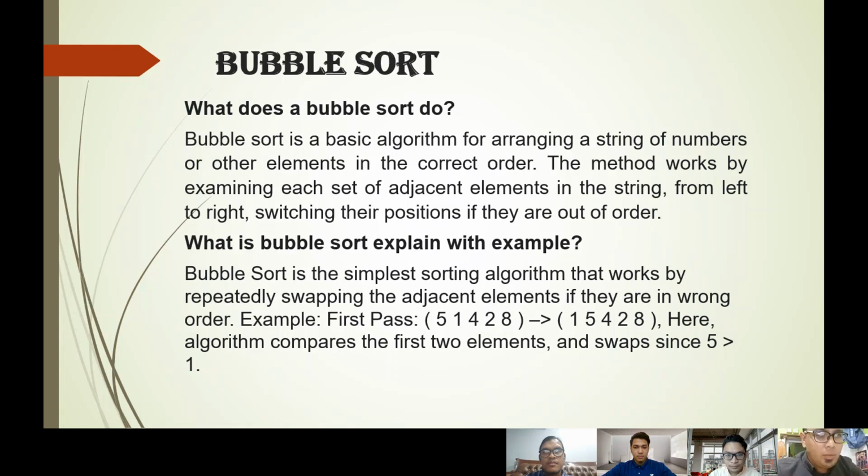What is a bubble sort? Explain with example. Bubble sort is the simplest sorting algorithm that works by repeatedly swapping the adjacent elements if they are in the wrong order. Example, first pass: 5 1 4 2 8 becomes 1 5 4 2 8. Here, the algorithm compares the first two elements and swaps since 5 is larger than 1.